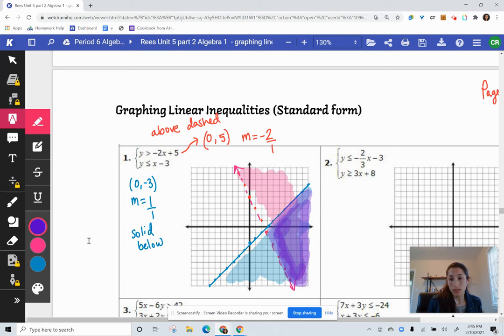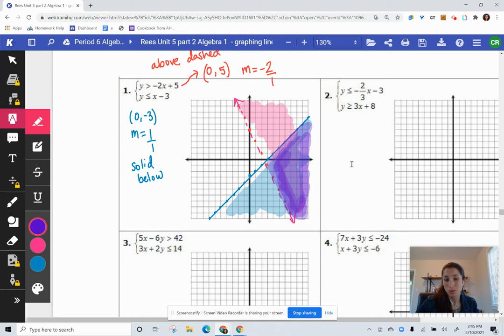Anything that's on the solid line would be part of the solution, but not if it's on a dashed line. Okay, so question 2, you're going to do the same exact thing. Figure out where your intercepts are, use your slope to graph more points, and then you're going to be shading these and deciding if they're solid or dashed and where the shading is located.